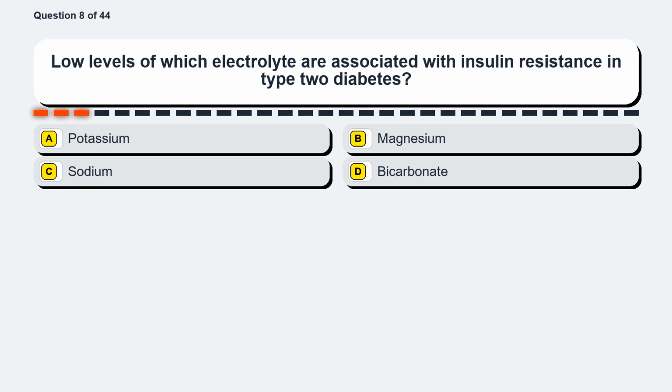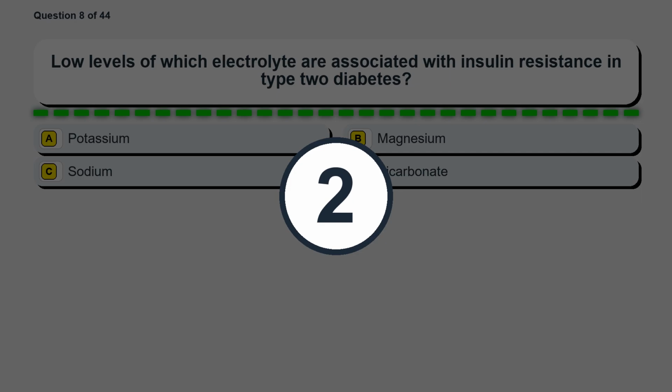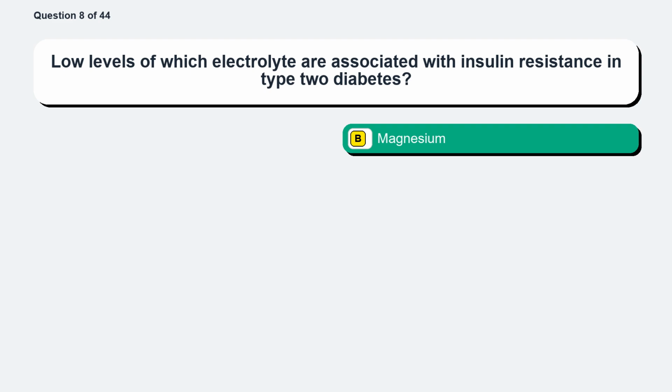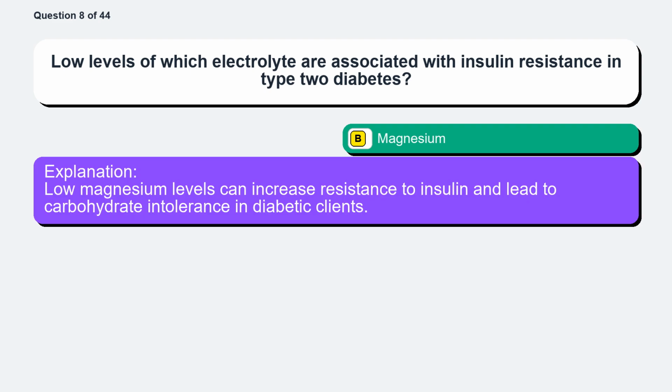Question 8. Low levels of which electrolyte are associated with insulin resistance and type 2 diabetes? Option A, potassium. Option B, magnesium. Option C, sodium. Option D, bicarbonate. The correct answer is option B, magnesium. Low magnesium levels can increase resistance to insulin and lead to carbohydrate intolerance in diabetic clients.